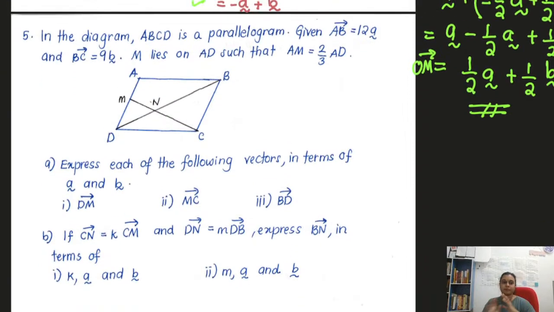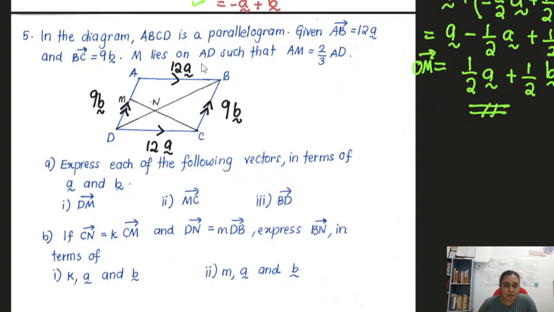Ready? Okay. In this diagram, ABCD is a parallelogram. Whenever you know it's a parallelogram, you must know that up here and down here are the same, and the sides here will also be the same, right? AB is 12A. So up here is 12A, so down also will be 12A, isn't it? BC is 9B. That means here also 9B.